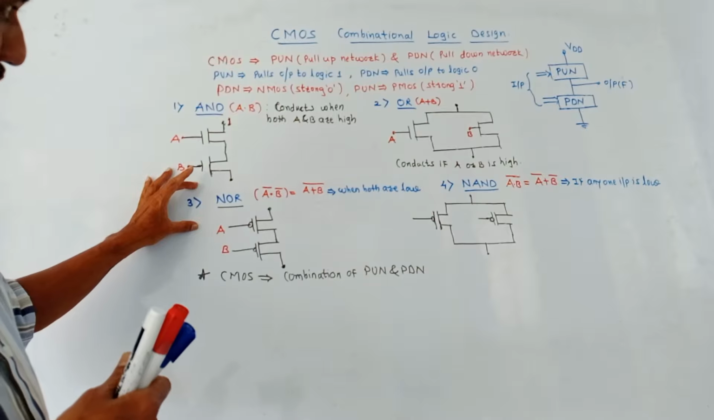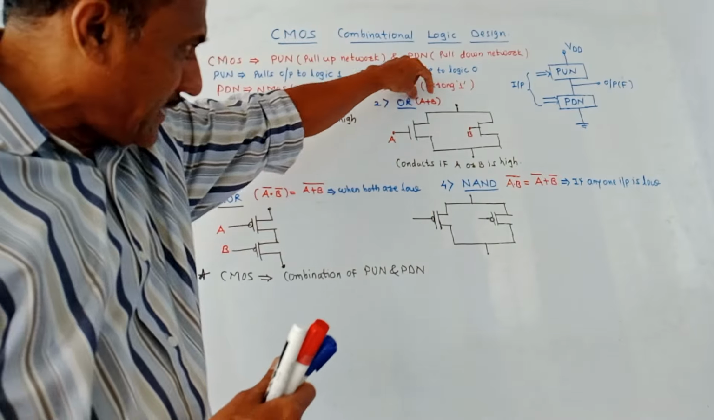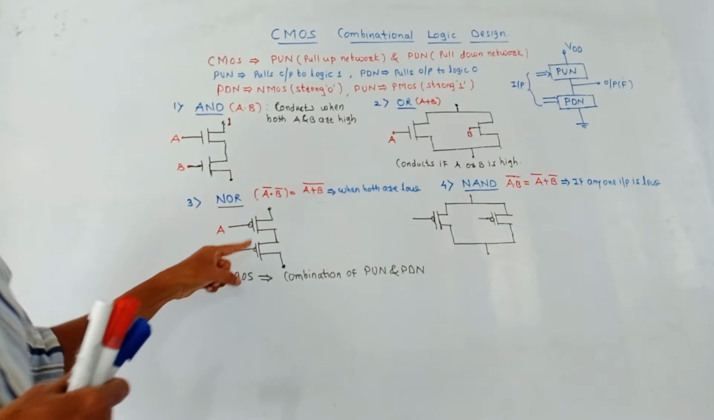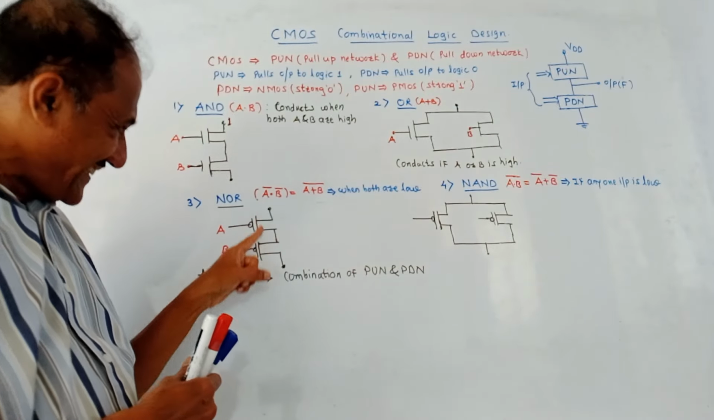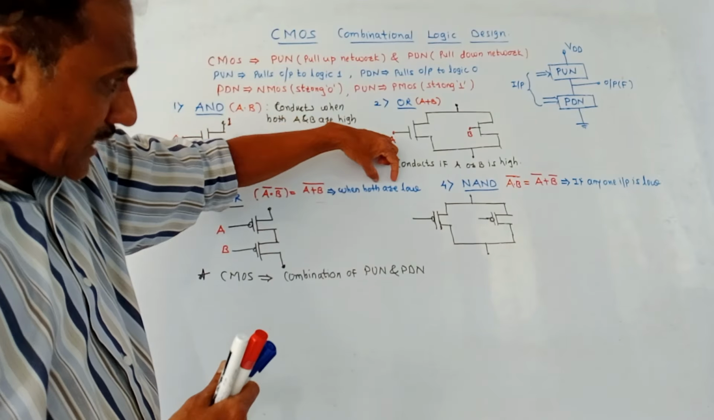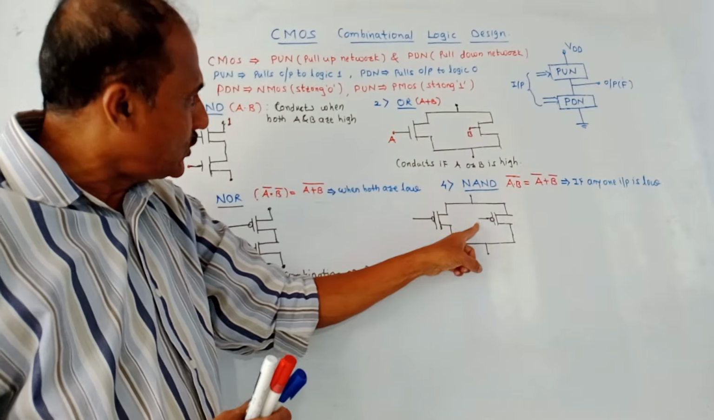Next is NOR gate, that is not OR. Equation is A plus B whole bar, or A bar dot B bar. This is the circuit diagram in which P MOSFETs are connected in series. This is the symbol of P MOSFET. So it conducts when both are low. Next is NAND gate, that is not AND.